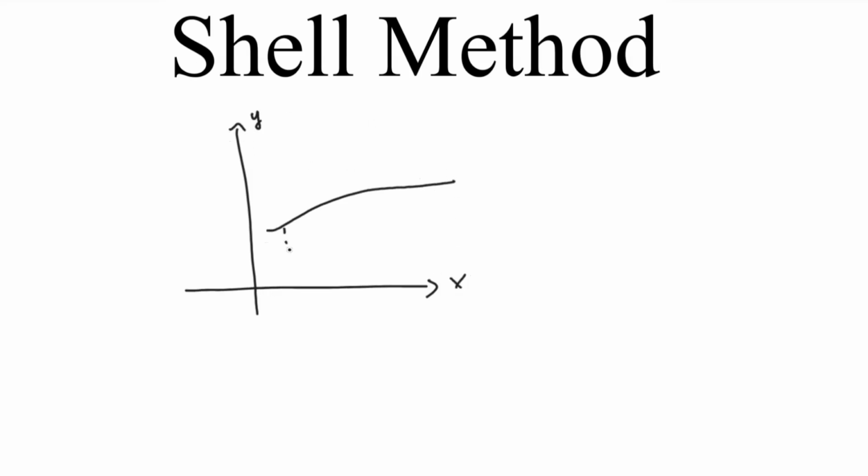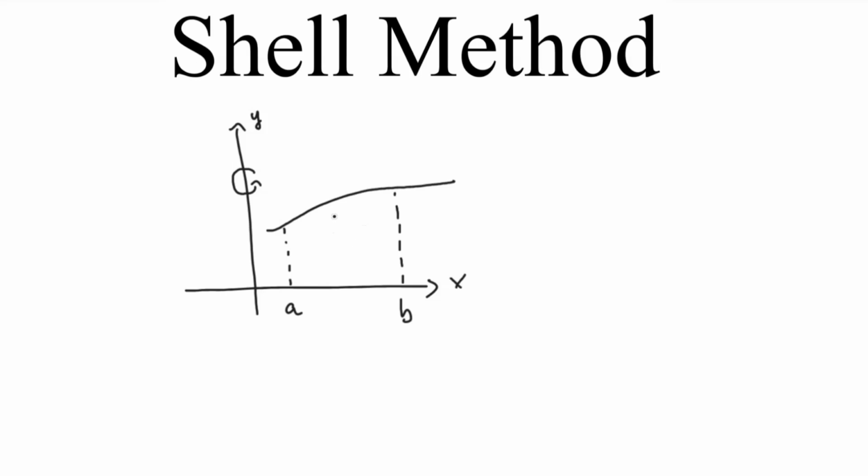Now we talk about the shell method in calculus, how to calculate the volume of the solid generated by the region around the y-axis. For example, we have a function that looks like this. This is the y-axis and this is the x-axis, from A to B. This is the region. The question is, when this region rotates around the y-axis, it automatically generates a solid, and we have to calculate the volume of that solid.